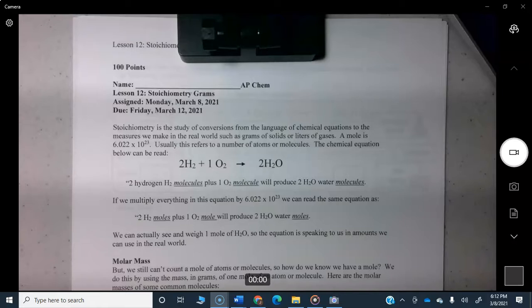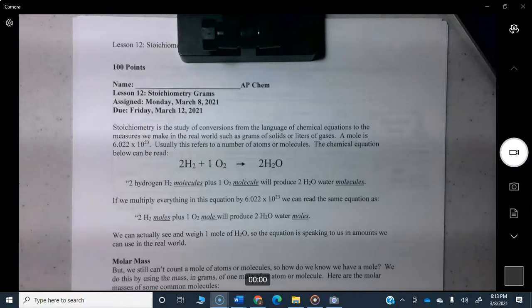So a mole, as we know, is 6.022 times 10 to the 23rd, and this usually refers to a number of atoms or molecules. Let's look at this chemical equation. It's a very simple chemical equation to create water. You need 2 H2 plus 1 O2 to give you 2 H2O. Now, the 2 H2 could be interpreted as molecules: 2 molecules of H2 plus 1 O2 molecule will produce 2 H2O water molecules.